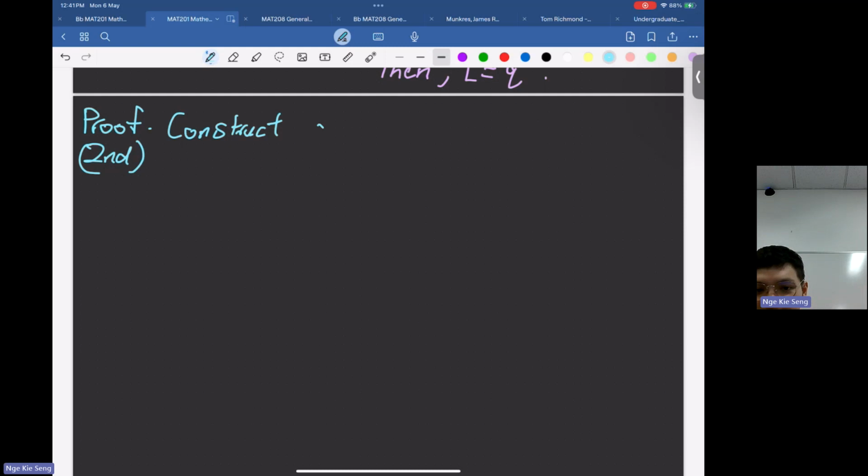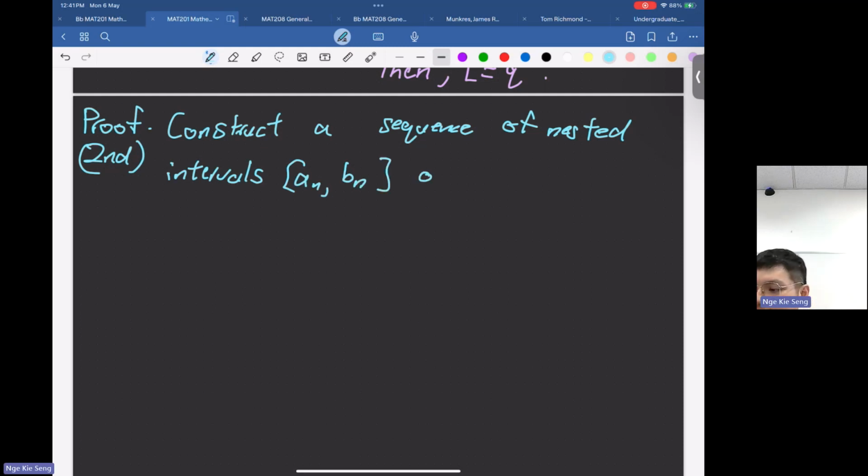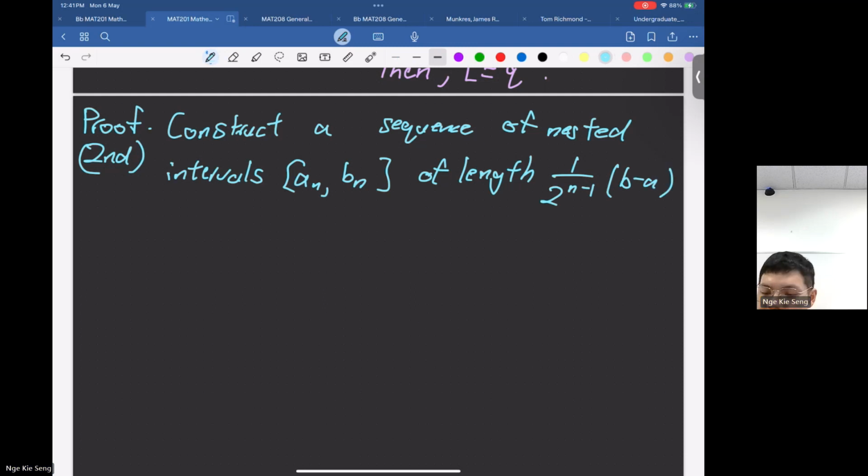So let's construct a sequence of nested intervals. This is really similar to what we have for the Bolzano-Weierstrass proof. So how does a nested interval go? I want the length to be reducing, so I take 2 to the minus n of b minus a, such that f of the left endpoint is always less than or equal to q, and f of the right endpoint is greater than q.